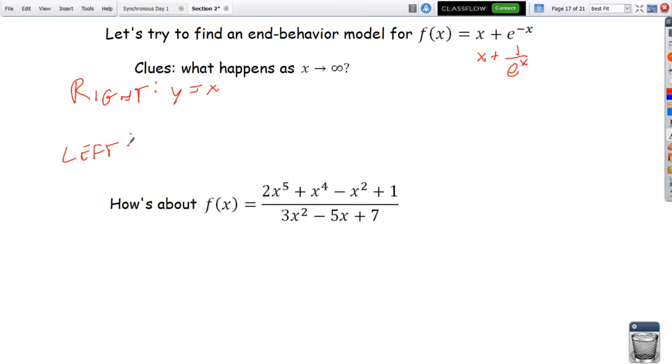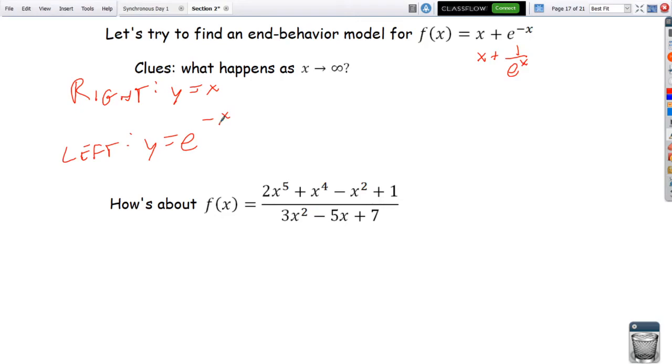Now, the left is a little bit different. If I plug in negative infinity here, this now becomes e to the negative infinity, negative infinity, which is positive infinity. We have negative infinity and infinity. This is much bigger. This is saying that this function behaves like that decay function, y equals e to the negative x, as we go off to the left.